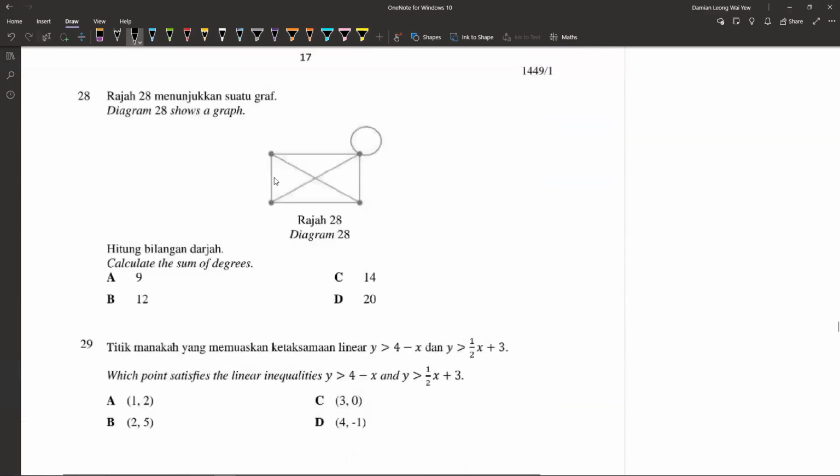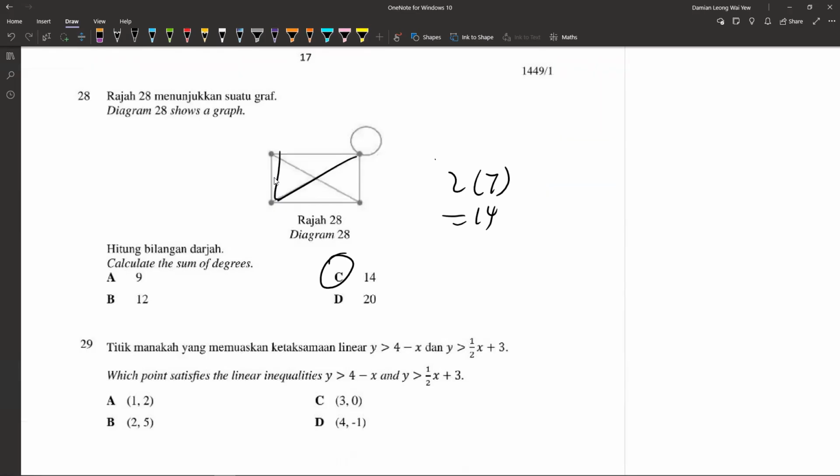Question 28, I have a graph here. State the sum of degrees. Sum of degrees, I can just take 2 times the number of edges. So there's 1, 2, 3, 4, 5, 6, 7. 7 edges, 2 times 7, 14. Answer C.